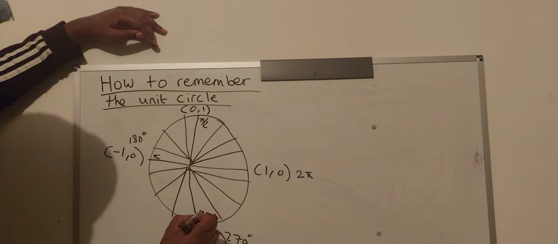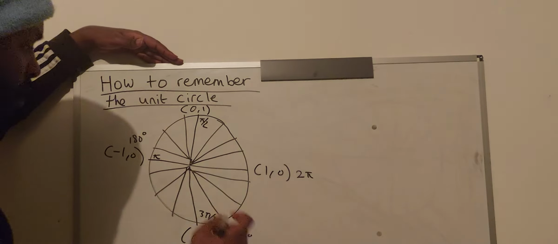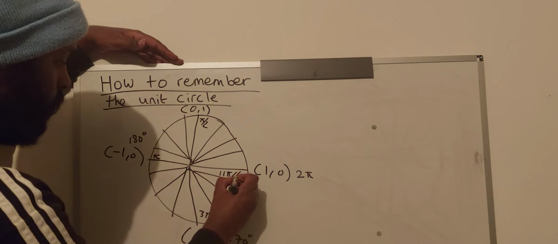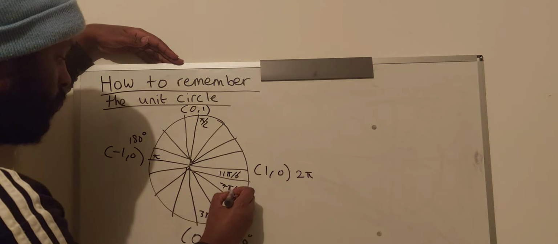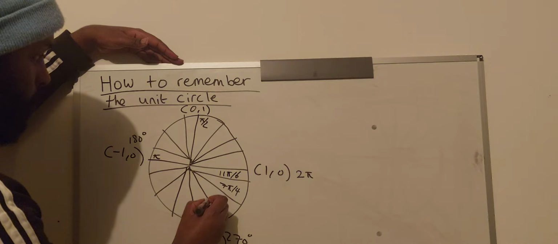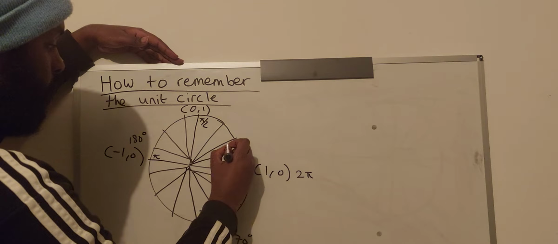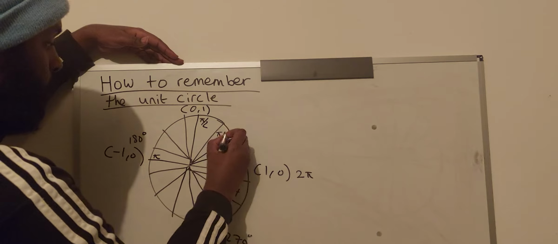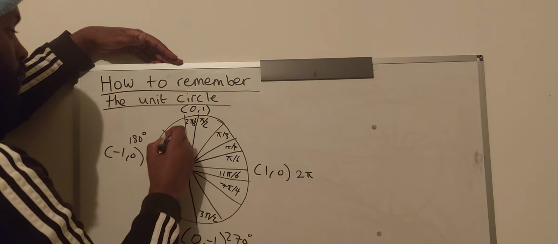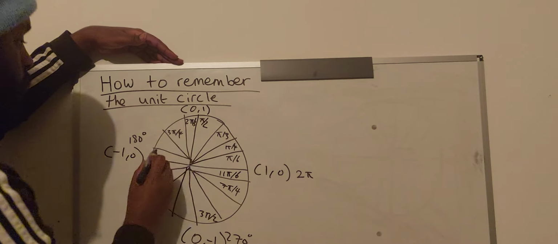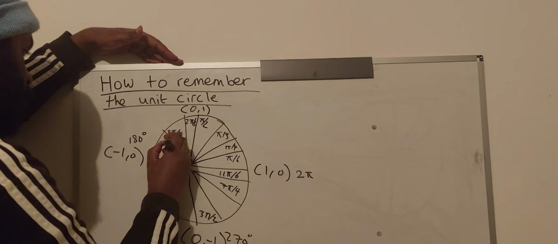All right, so this is 3 pi over 2. This one is going to be 11 pi over 6. This is going to be 7 pi over 4. Yes, exactly, 7 pi over 4. Let's do the first quadrant first: pi over 6, pi over 4, pi over 3, 2 pi over 3. Now this is 3 pi over 4, and this is 5 pi over 6.